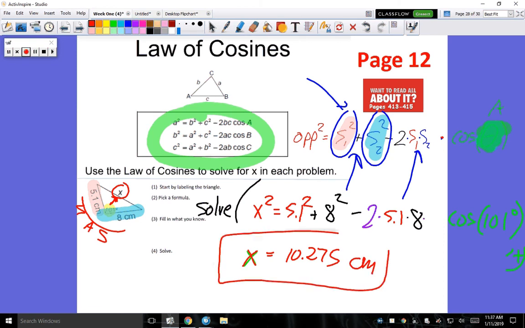Don't miss this point on the quiz or test. Make sure you put your centimeters. Any questions from what we just did?